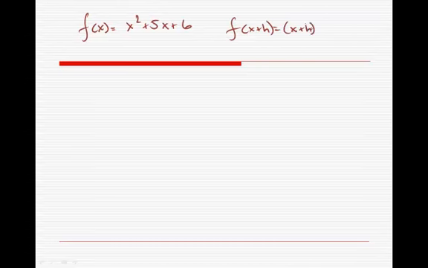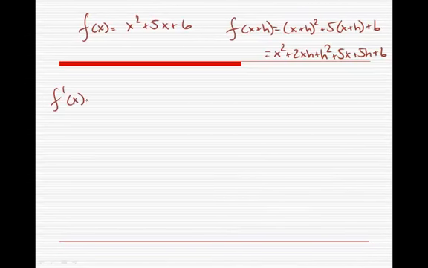Let's try another one. F of x equals x squared plus 5x plus 6. If I want to find the derivative equation for this, I need to find f of x plus h, which is x plus h squared plus 5 times x plus h plus 6. That's x squared plus 2xh plus h squared plus 5x plus 5h plus 6. And then we're going to put it into our function for a derivative.